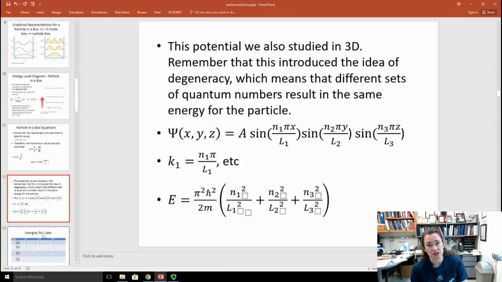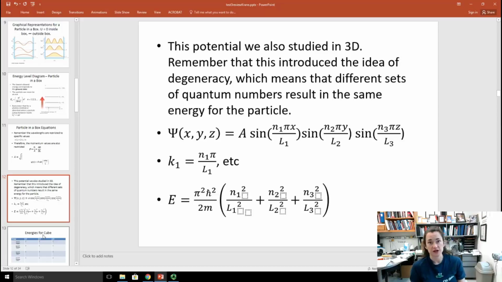We also studied this potential in 3 dimensions, and remember that this introduced the idea of degeneracy. The definition of degeneracy is when different sets of quantum numbers, or different wave functions, result in the same energy for that particle. So in 3 dimensions, for example, the wave function for the particle in an infinite rectangular solid would be a constant times the sine of n1 pi x over L1 times the sine of n2 pi y over L2 times the sine of n3 pi z over L3.